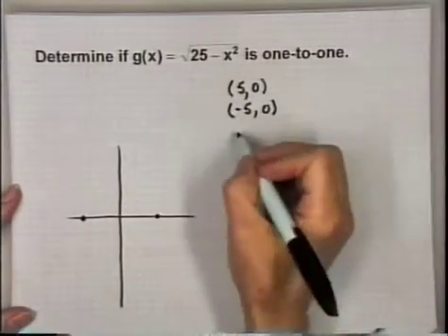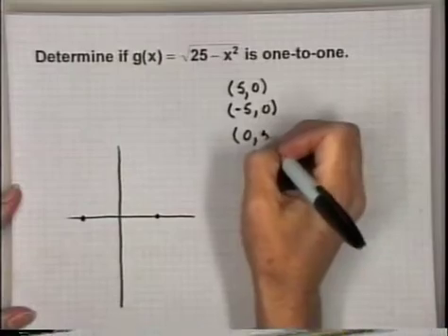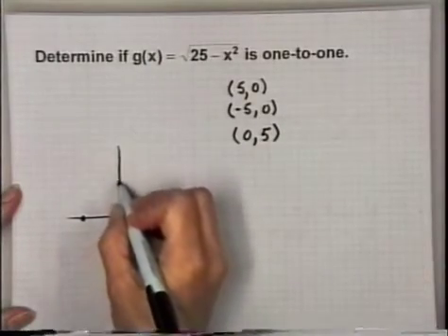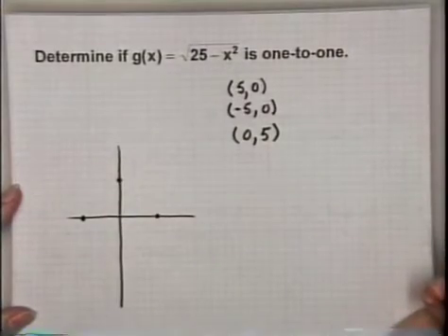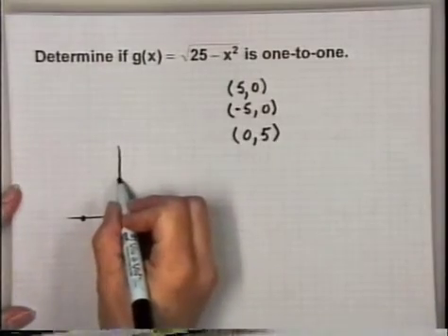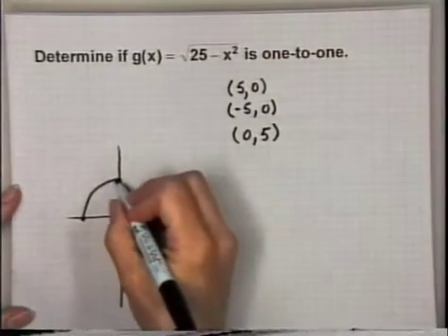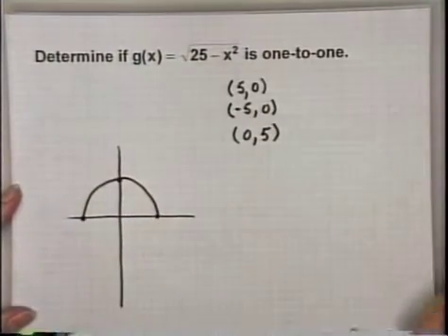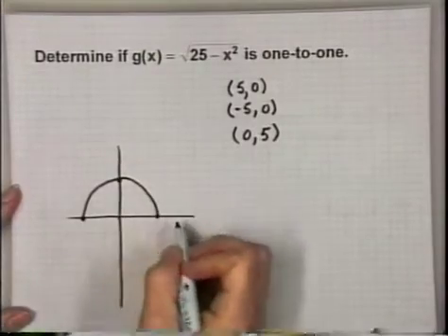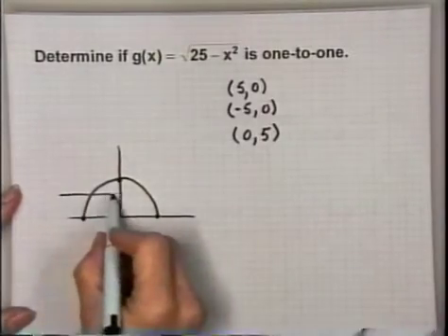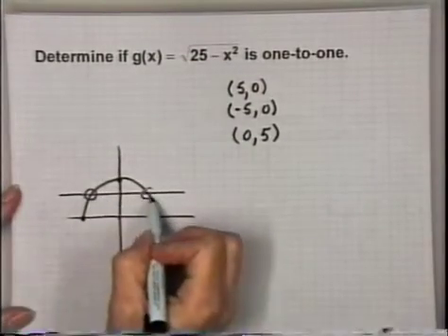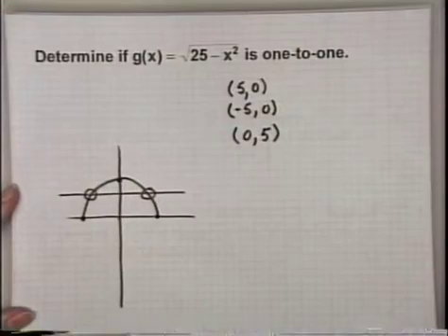Notice also if x is 0, I get the square root of 25. Notice the positive square root or principal square root, which is 5. You can pick some other values of x if you want to. Of course, what happens when we sketch in this graph is we get the semicircle, center at the origin, radius of 5, semicircle. Obviously, when we pass a horizontal line across this graph, it intersects the graph in more than one place.